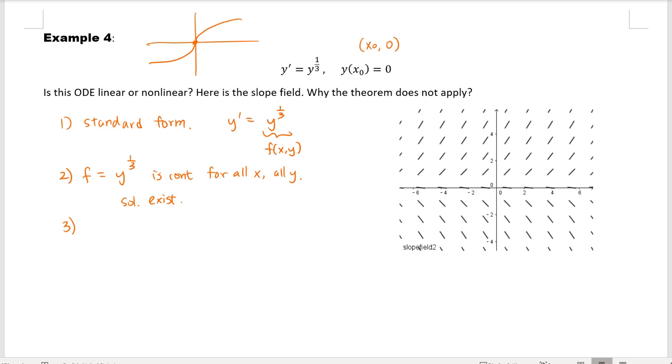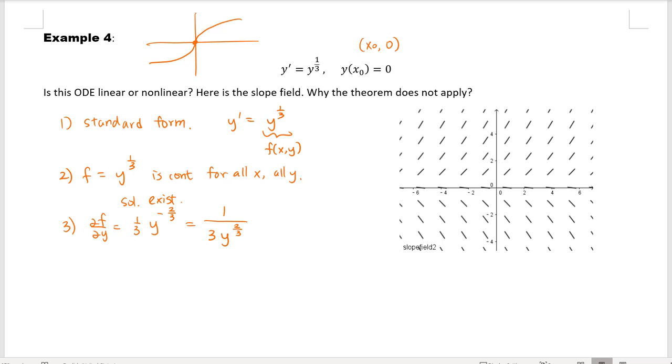Now partial f partial y. Chain rule, right? 1/3 y to the minus 2/3. Actually, I don't need the chain rule in this case, because it's just y to the 1/3. So just the power rule, 1/3 times y to the 1/3 minus 1 is minus 2/3. But negative means it's actually in the denominator, right?